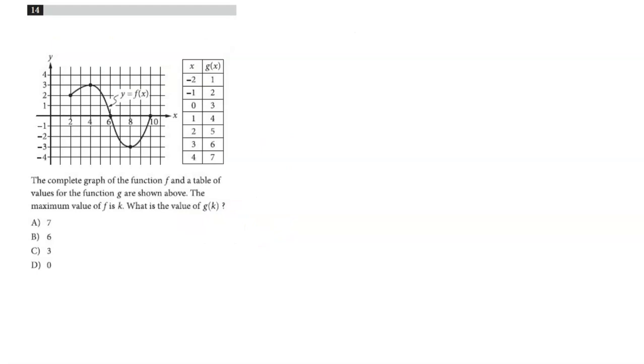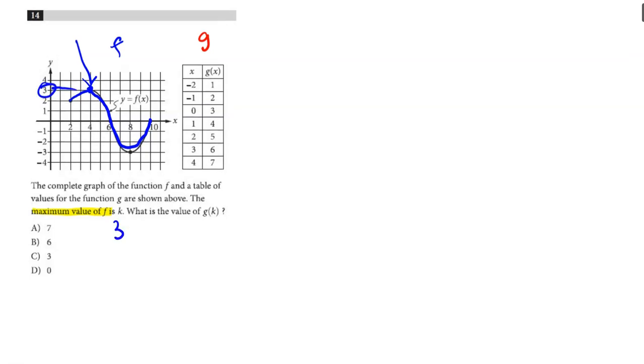Number 14, I have a graph of a function. We also have a table. It says the complete graph of the function f. So this right here represents f. And then we have a function g over here in the table. And it says the maximum value of f is k. Well, I can see where the maximum value is. The maximum value is right there, which is 3. So there's the maximum value of f.